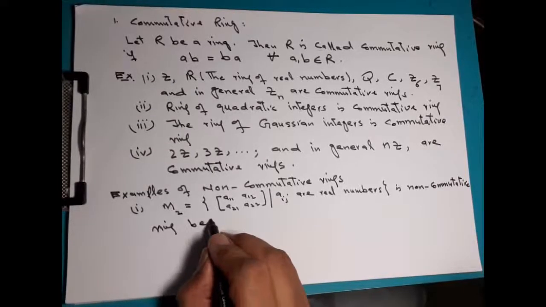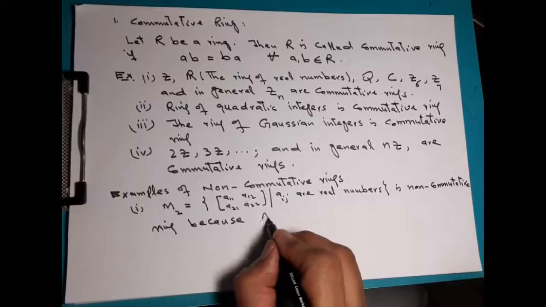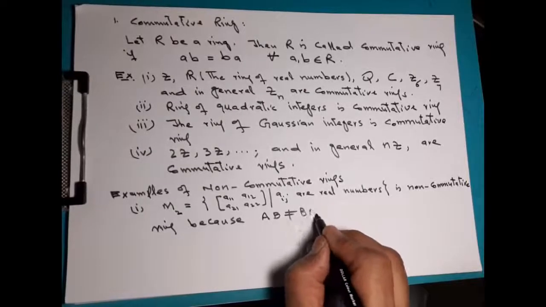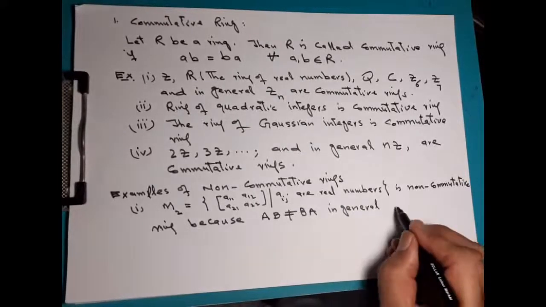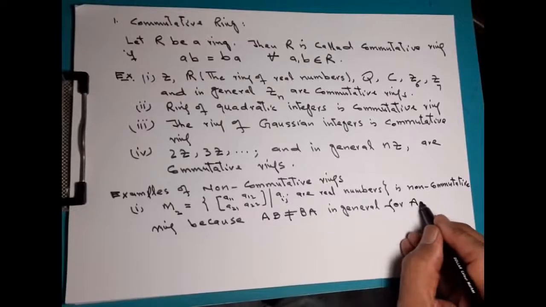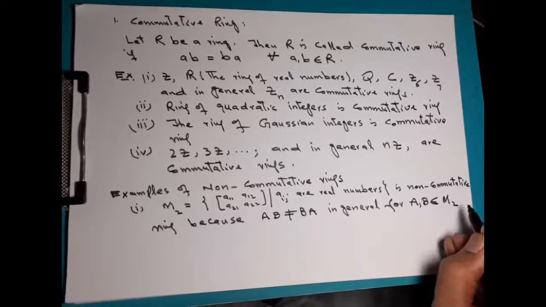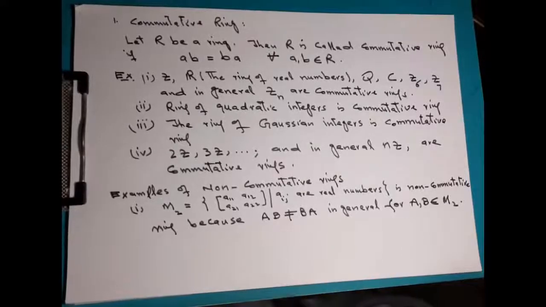It is non-commutative because multiplication of matrices is non-commutative, because AB is not equal to BA in general, for A, B belonging to M2. Since multiplication of matrices is not necessarily commutative, therefore this particular ring is a non-commutative ring. We will discuss this ring in more detail in a more general setup.